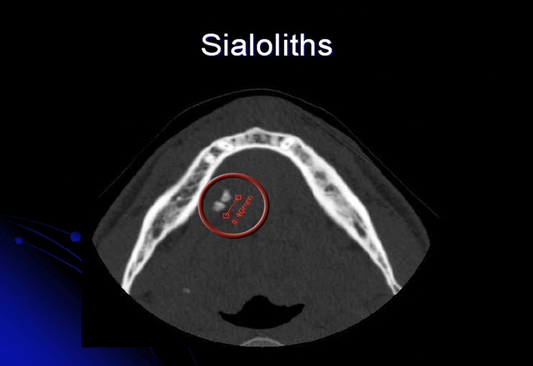Here's an example of some stones in the soft tissue area of the floor of the mouth. This is where you shouldn't have anything because it's soft tissue. It's predominantly radiolucent. But here we see a couple of round, kind of amorphous-like calcifications or mineralizations, if you will. And these are consistent with stones or sialoliths in the floor of the mouth.